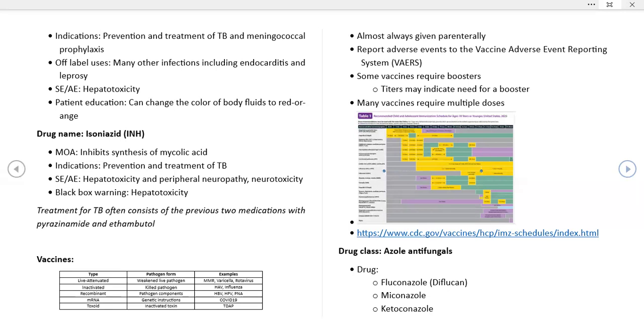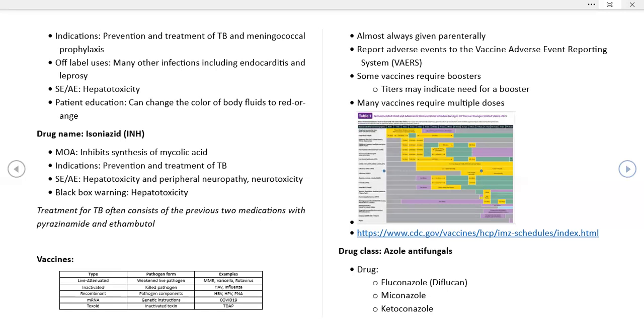There is something called the vaccine immunization schedule. It's published by the CDC. It's updated on a regular basis. And I did put a link in there and just a screen grab of what that looks like. Depending where you're working, if you're working in any sort of primary care, adult or pediatric, certainly pediatric, you're probably going to have to be very familiar with that.